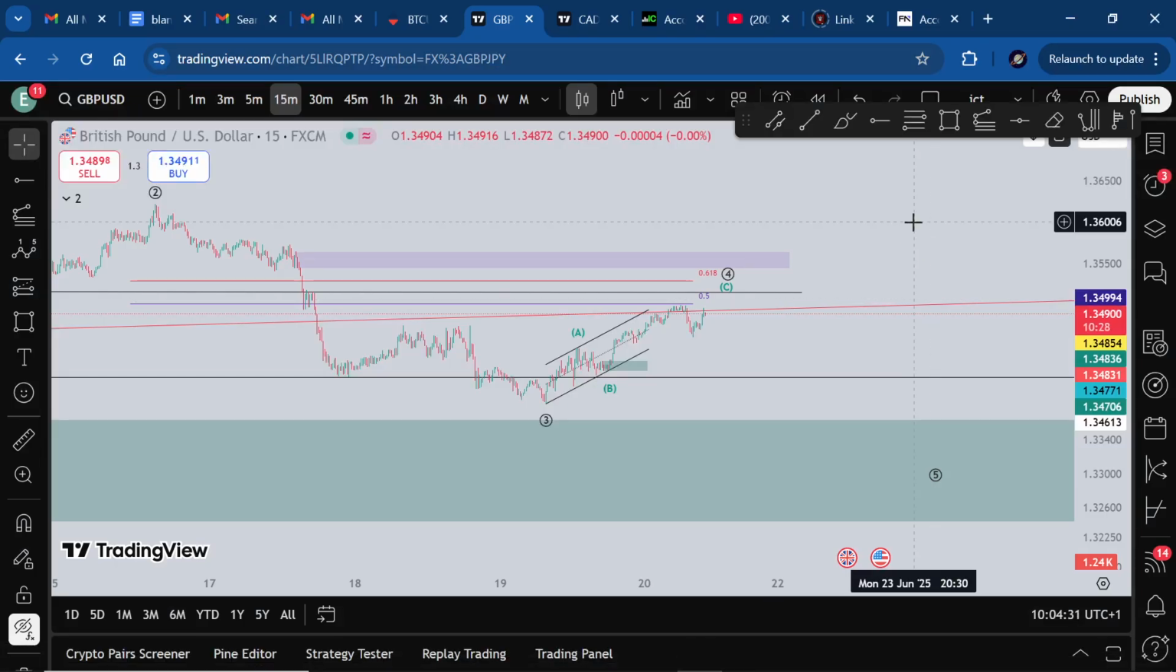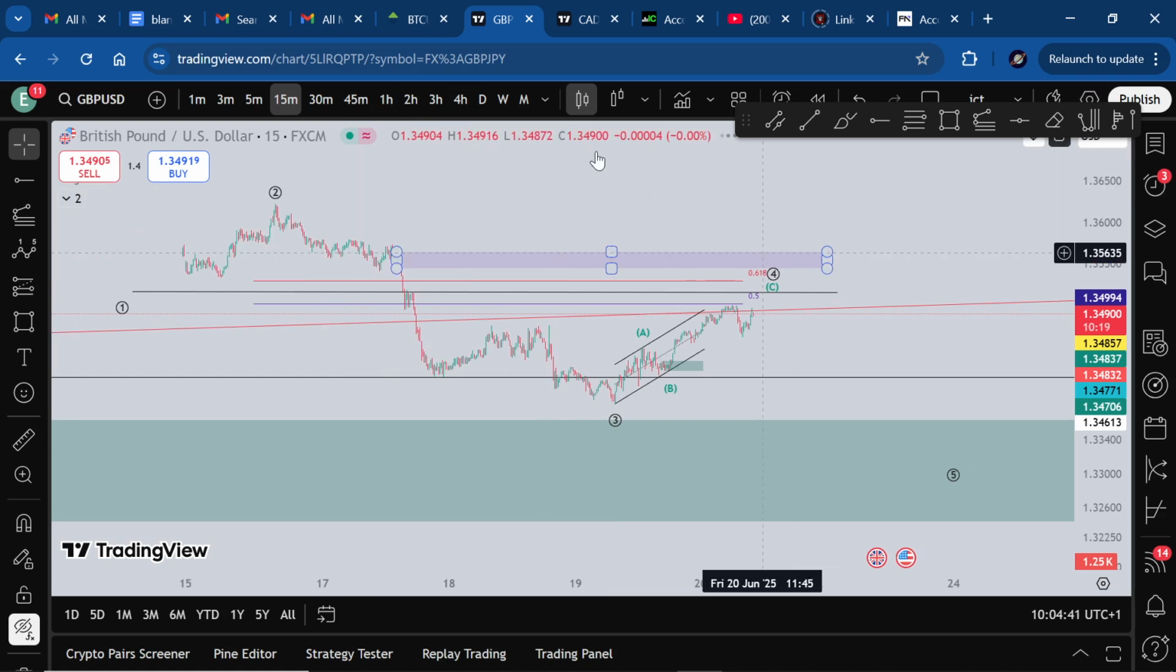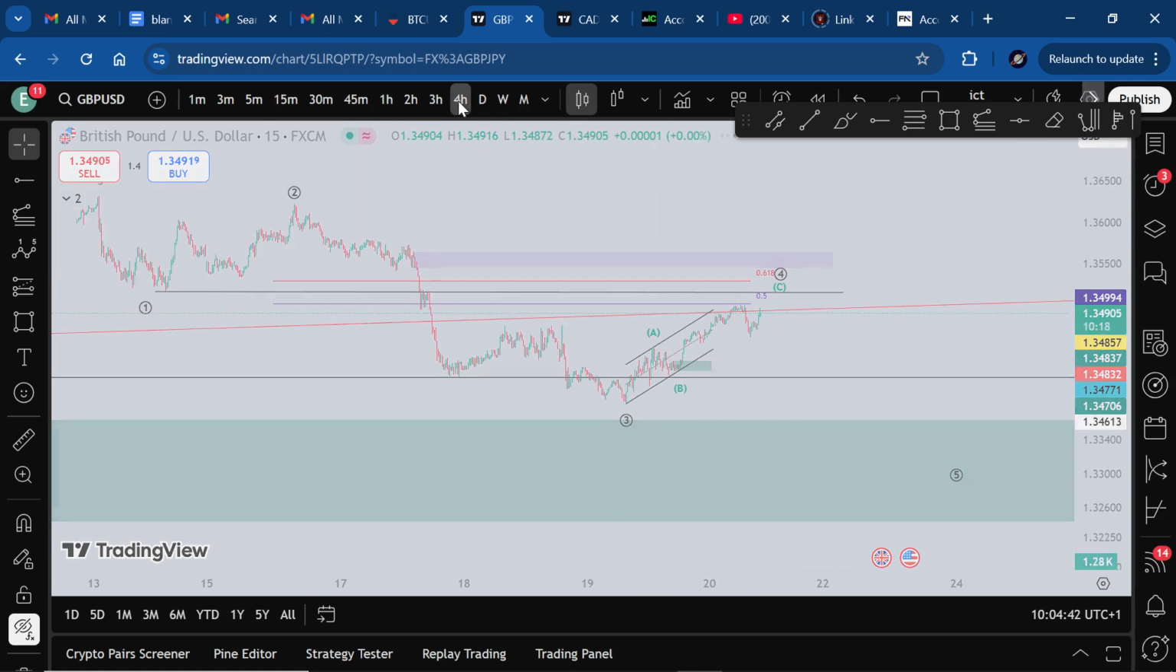We're getting into our analysis for the euro dollar majors, and we're looking at GBP USD on a 15-minute time frame currently. In fact, let's just go to the 4 hour.